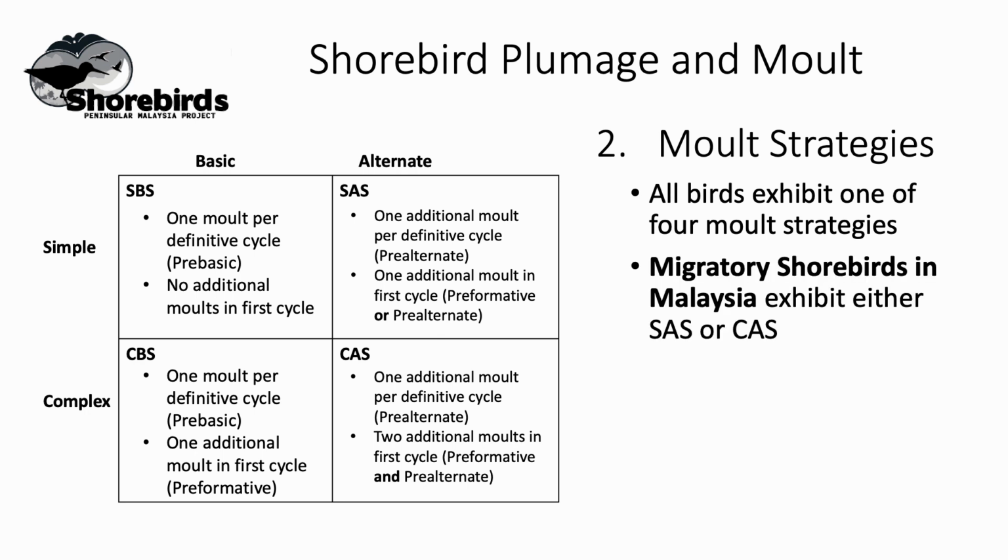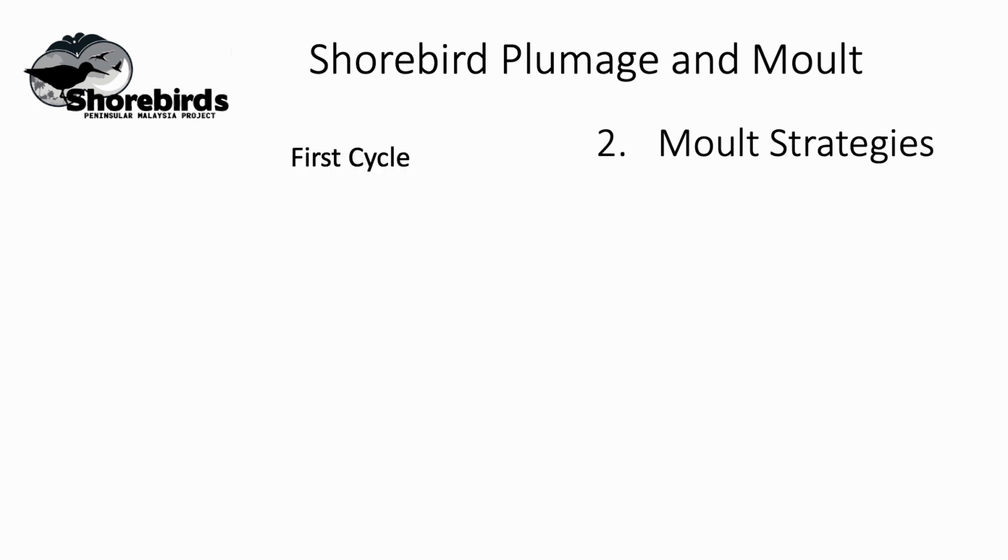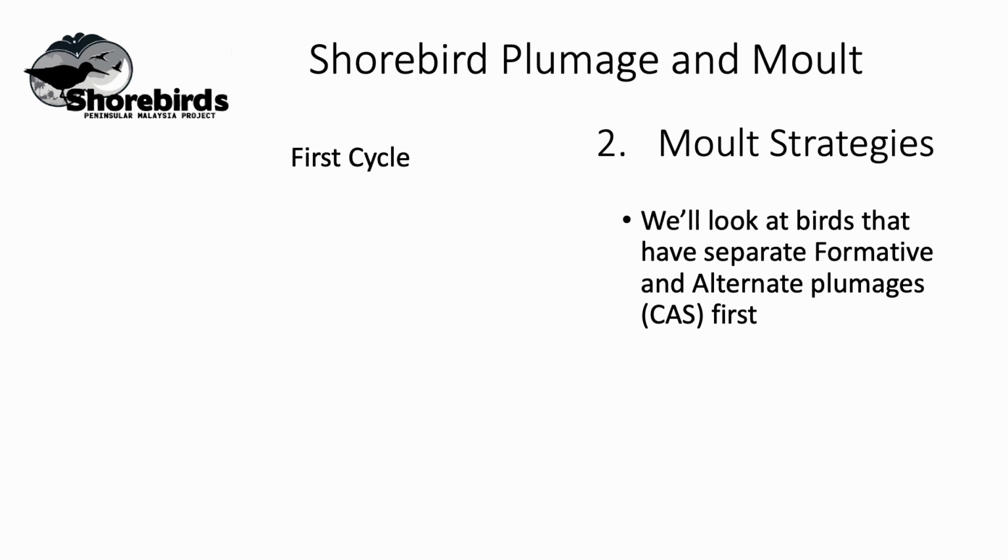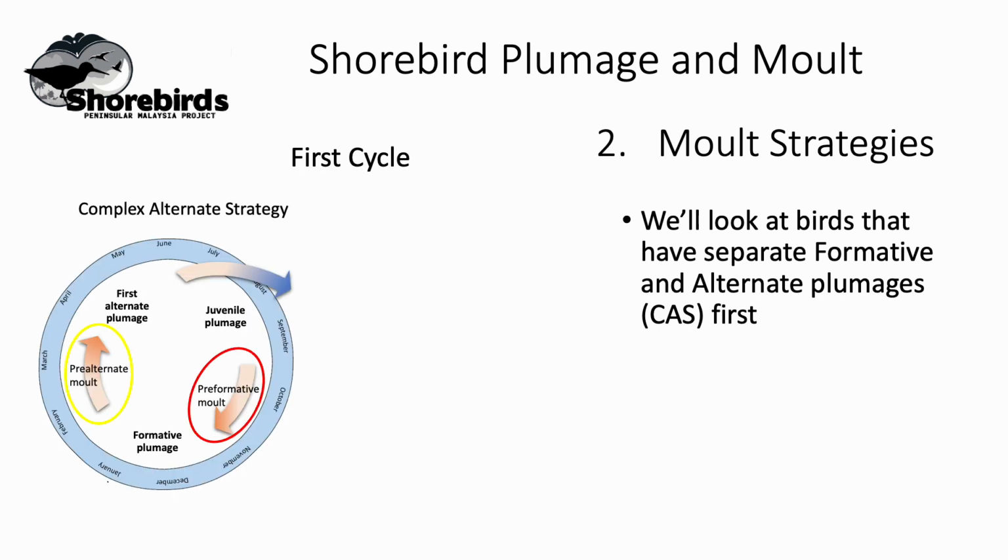Fortunately, migratory shorebirds in Malaysia only exhibit two of these strategies, as far as I know, and they are the simple alternate strategy and the complex alternate strategy. And I'll show you again what these look like. So in the first cycle, first of all, we'll look at birds that have separate formative and alternate plumages. So that's the complex alternate strategy.